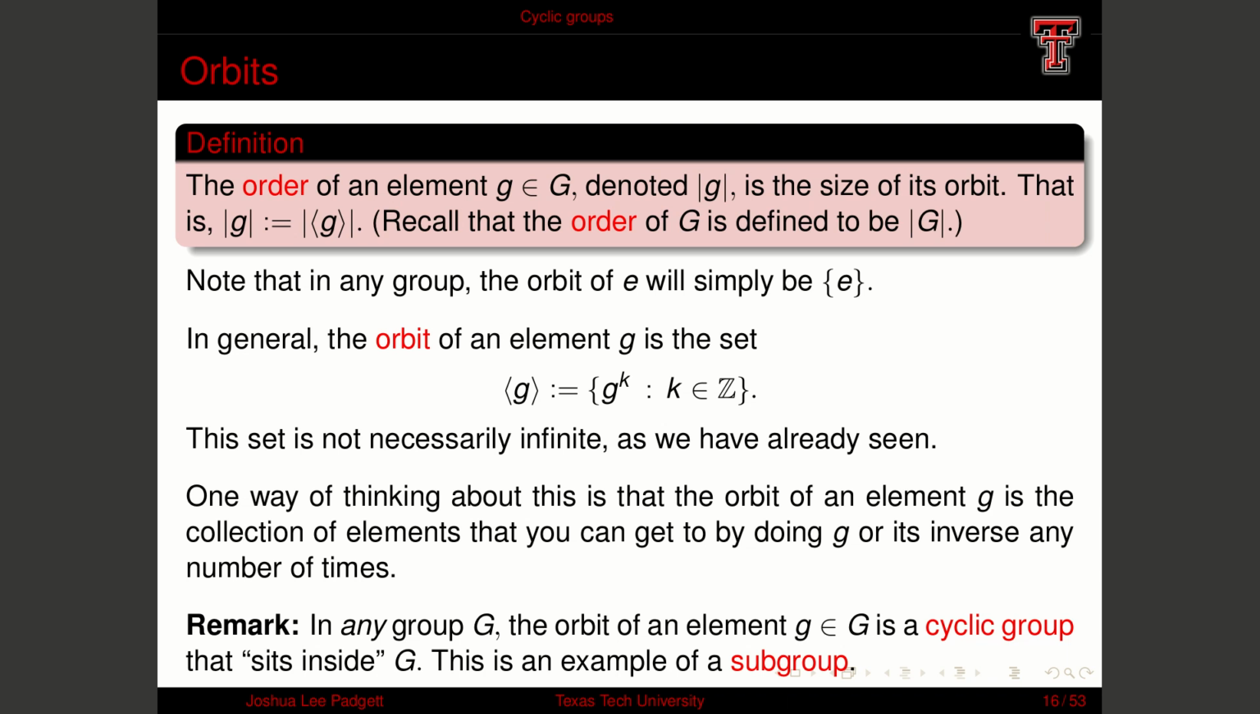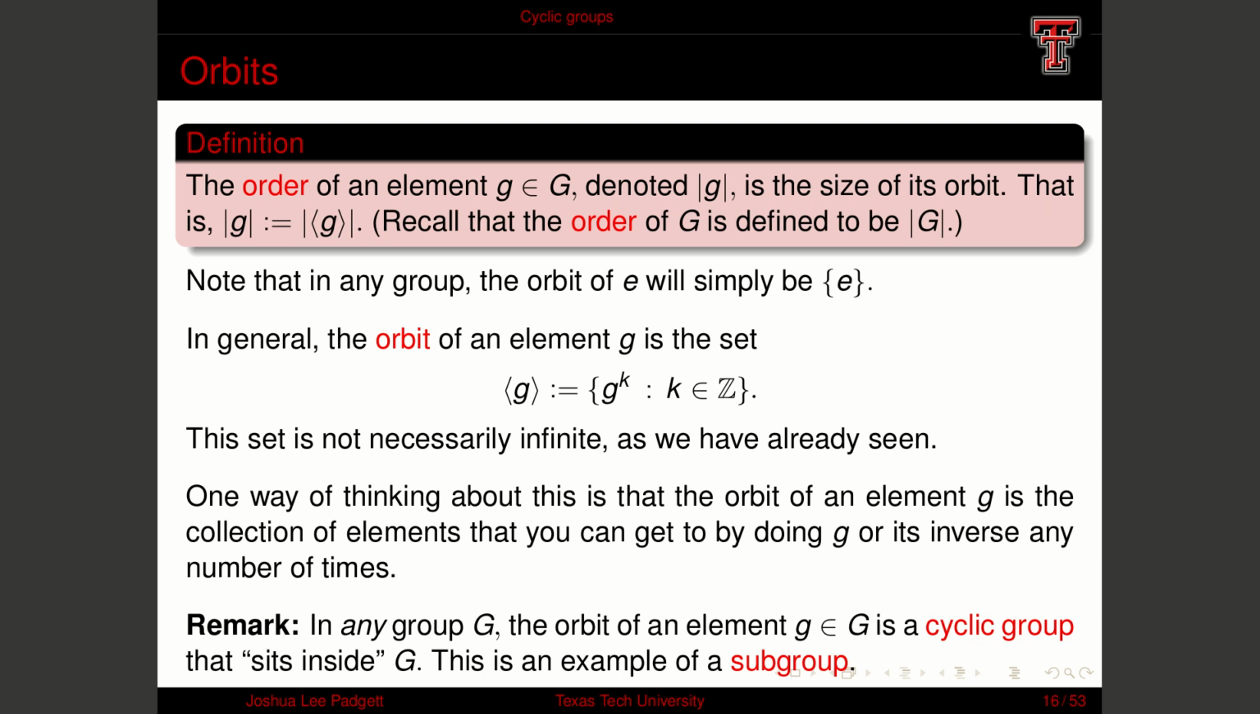So the order of an element is the order of the orbit generated by G. The orbit of E is always E, and so the order of E is 1. If you want to find the orbit, it's just raising all these elements to a power.